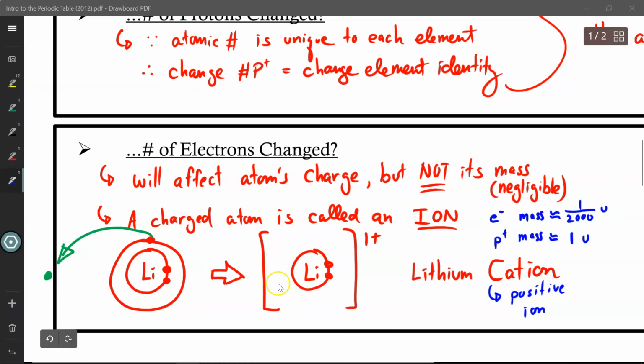Now, to show that this is not the original lithium atom, that it has changed from the original, we put square brackets around it to show that it's an ion. You must also indicate the charge of this ion. Since it's lost 1 electron, there's the number 1, and by losing a negative particle, you're more positive, that's where the positive charge comes in. Now be careful, don't write it as a +1, you must write it as a 1+.